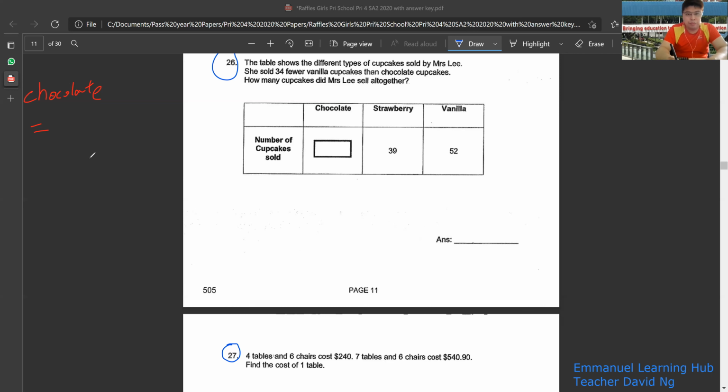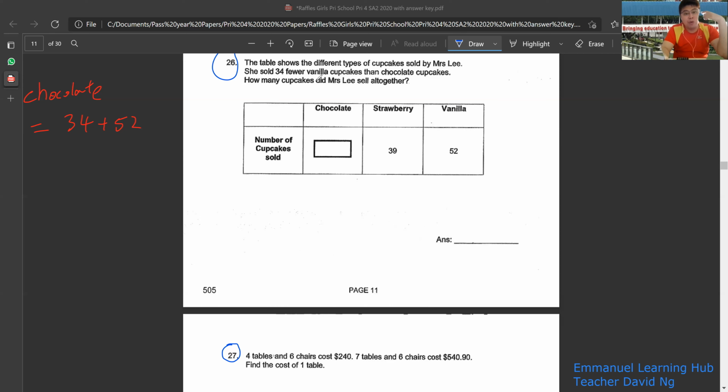You need to take chocolate cupcakes minus 34. Why don't you use 34 plus vanilla? Okay. 34 plus 52. You know why? No. Because chocolate has 34 more. Okay. Chocolate has 34 more, right?